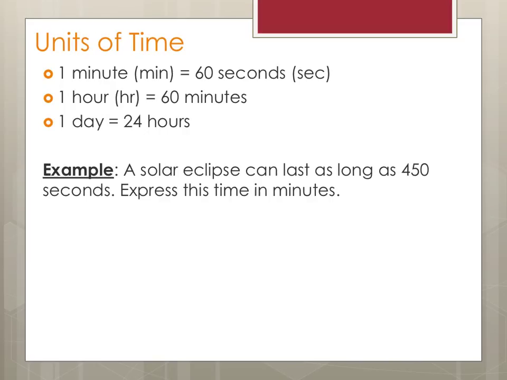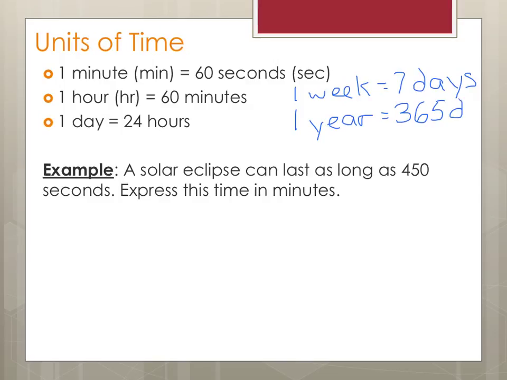There's a couple extra common measurements that we might want to keep in mind too. 1 week is 7 days, and on average 1 year is 365 days. These may come up in your homework, so it'll be good to know them too.